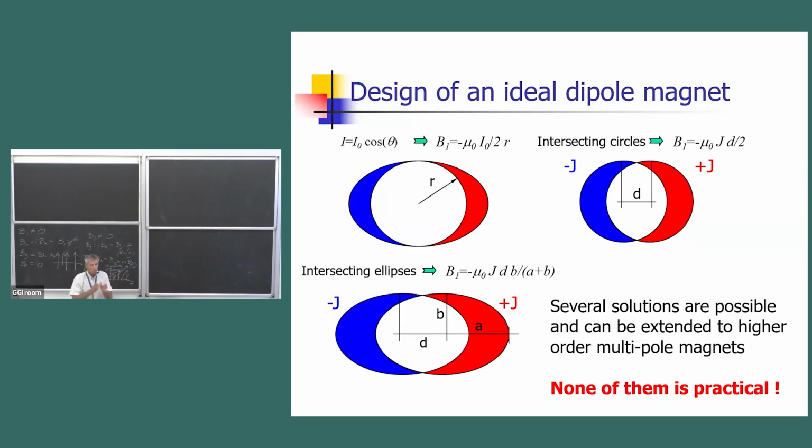What I'm trying to do is slowly bring you from this ideal mathematical distribution to something which has a cross section. That's how you wind the magnets. So you can find several solutions. None of them is really practical because it's not easy to wind coils of that shape. And by the way, if instead of a cosine theta current distribution or two ellipses, you go for a cosine 2 theta current distribution or 4 ellipses, can you tell me what the result is?